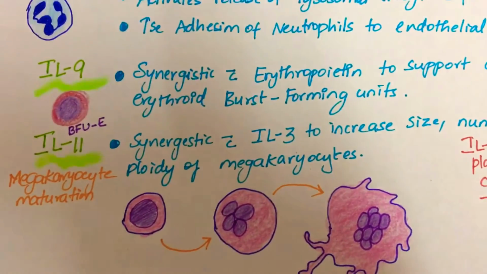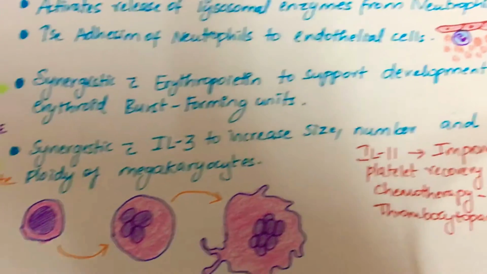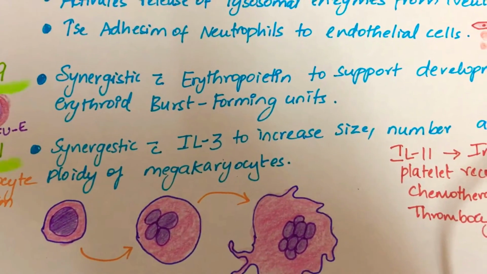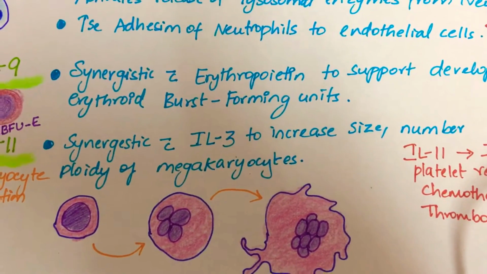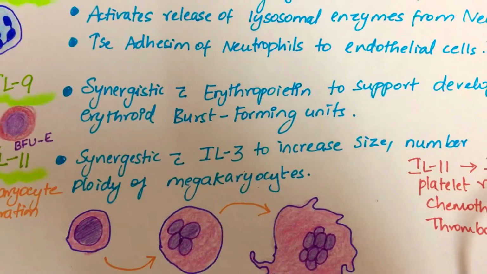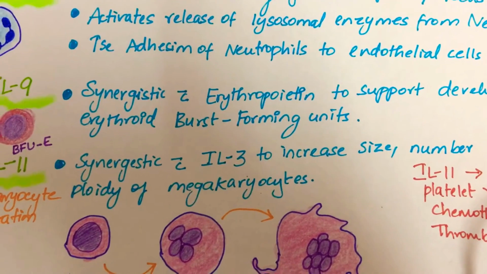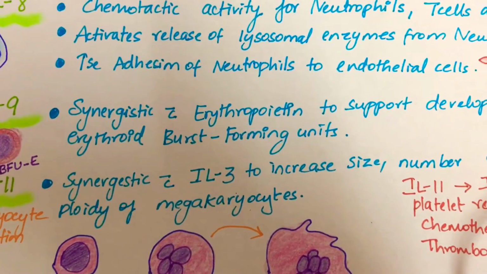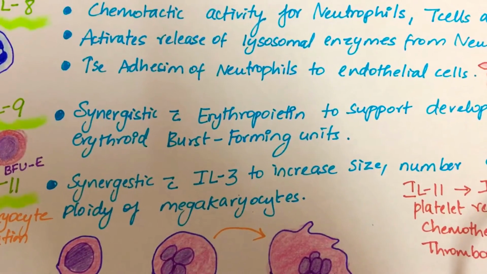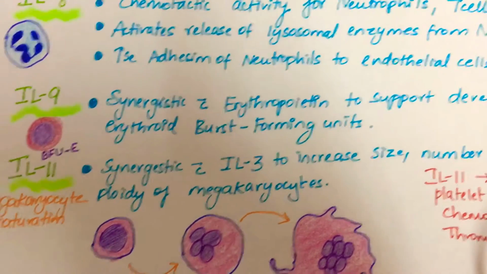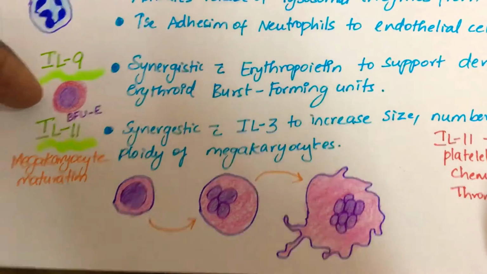And coming to interleukin 9, it acts synergistically with erythropoietin to support the growth and development of erythroid burst forming units. Burst forming units are the most immature form of hematopoietic cells in erythroid lineage. The burst forming units will become colony forming erythroid units, and the colony forming erythroid units will become the earliest precursor cell called erythroblast or rubriblast. So interleukin 9 is very important, and it is committed to erythropoiesis.